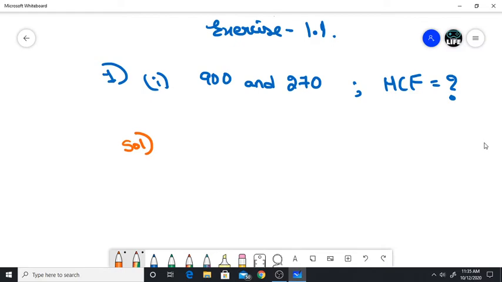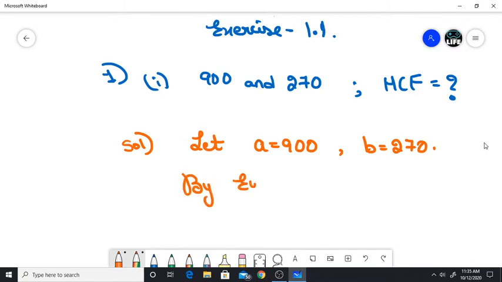Solution. Before doing the solution, read the question twice to understand it better. Given like 900 and 270 and they ask you to find the HCF. Let A equals to 900 and B equals to 270 by Euclid's division algorithm.